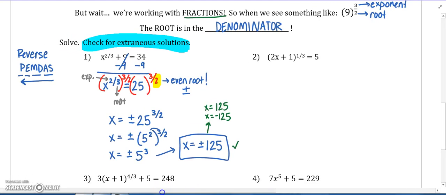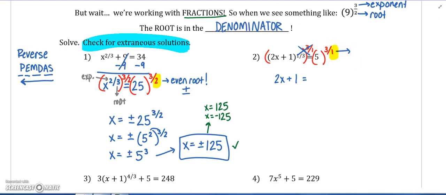So number 2. Number 2, we have 2x plus 1 to the 1/3 equals 5. So again, remember, reverse PEMDAS. Everything that I see in there is inside parentheses, and that's the last thing we do. So that means the exponent is going to be the first thing I get rid of. To get rid of that exponent, I'm going to raise both sides to the reciprocal. So a 1/3 exponent, the reciprocal of that would be a 3/1 exponent. On the left side again, 1/3 times 3/1 is just 1, so we're left with just the 2x plus 1 part.